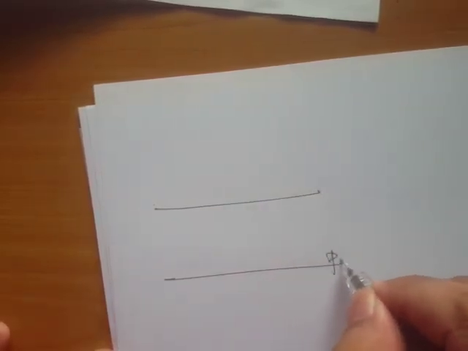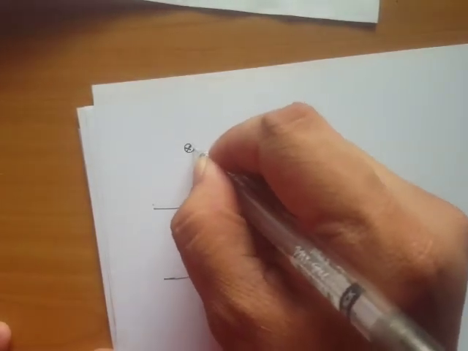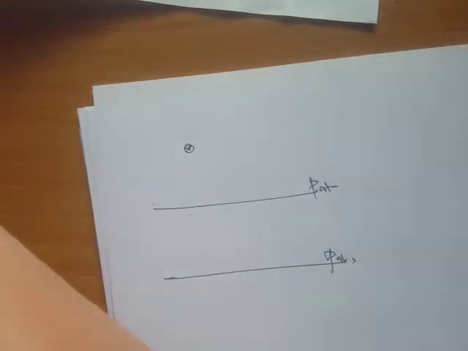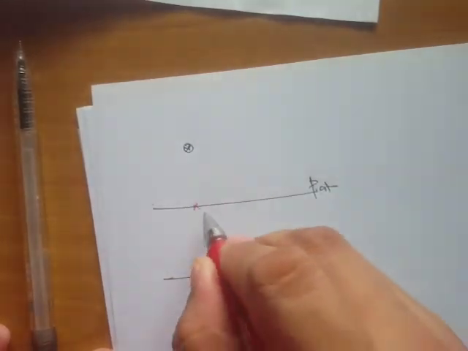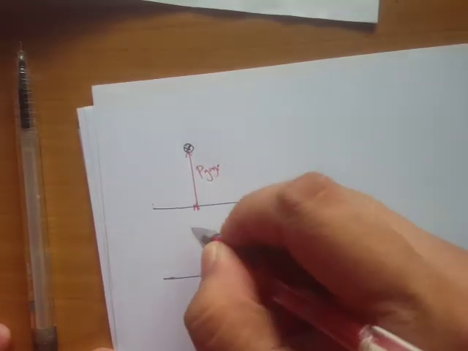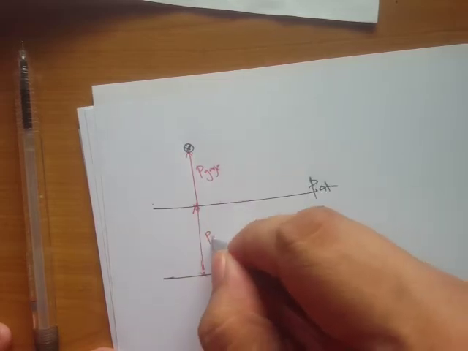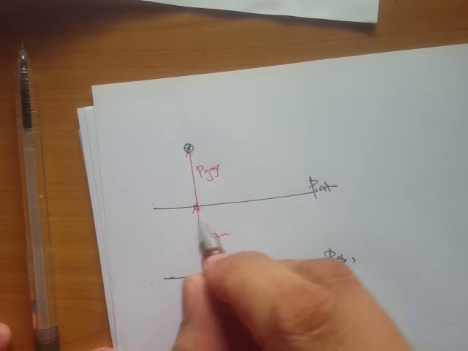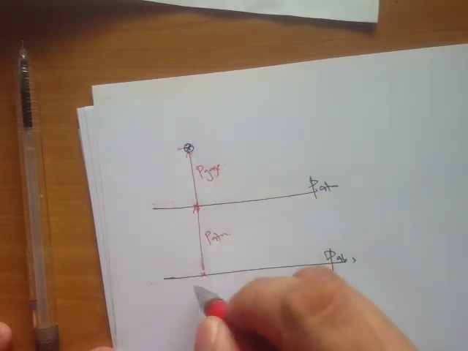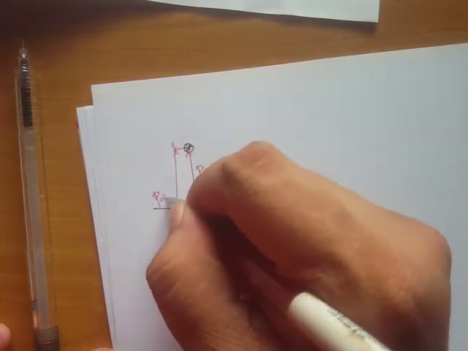Okay, so let me write it again. We have this reference line, the absolute, P abs, and then this one P ATM. If we want to determine the pressure at this point, then from P atmosphere to that point, that's P gauge. And from the zero line up to here, that's P atmosphere. So if we base our pressure measurement from the absolute line to this point, that would be P absolute.